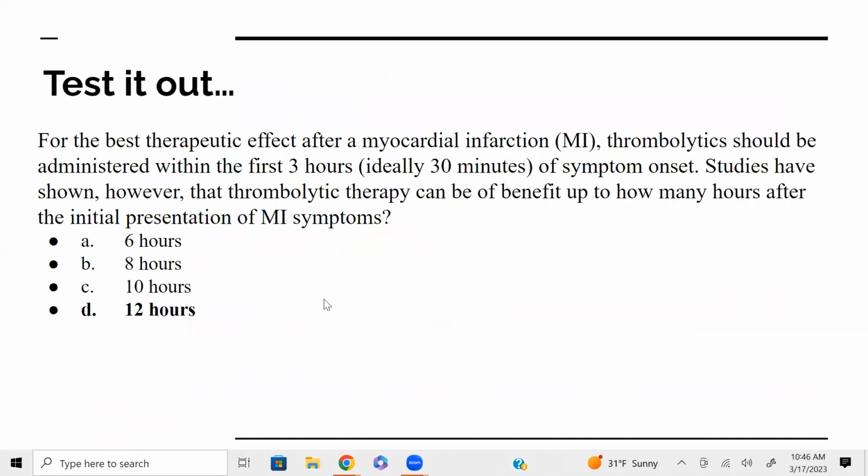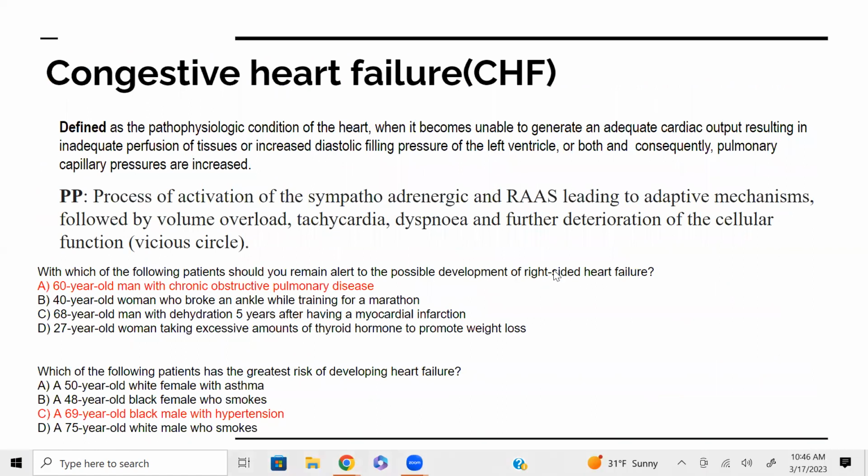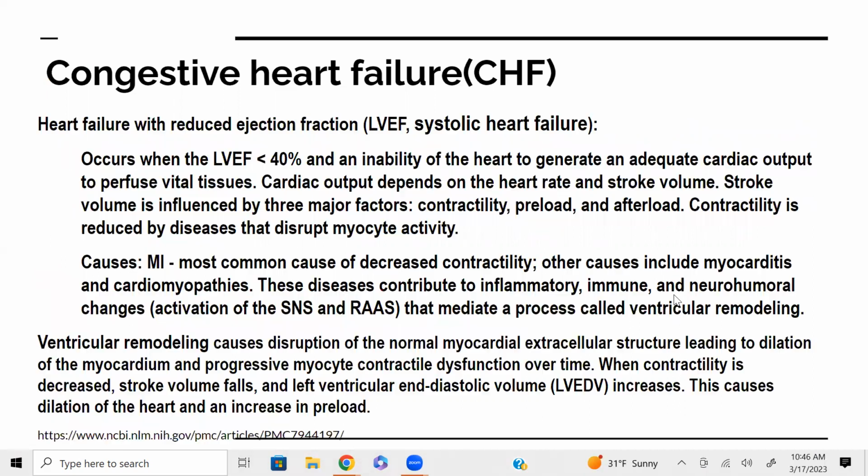Here's a sample question on the heart attack. Congestive heart failure is very important, so I have added several slides to explain the definition, the signs and symptoms, and the pathophysiology. Here are 2 sample questions. The right heart, left heart failure, you have to know this.